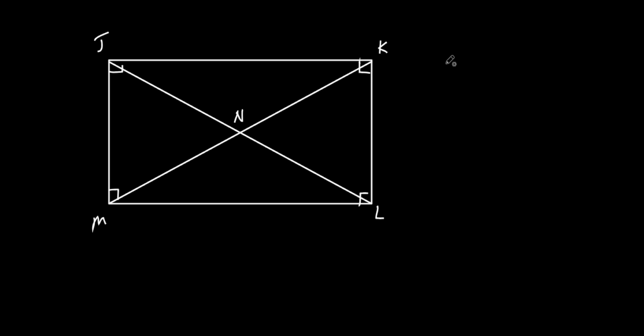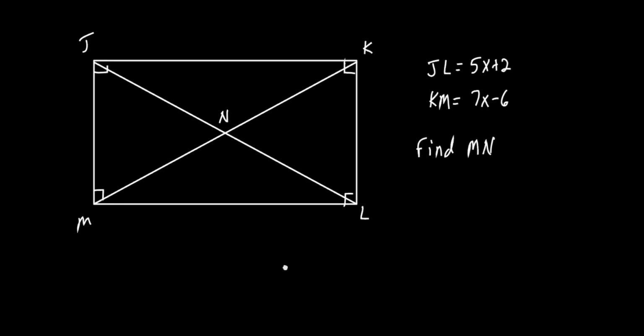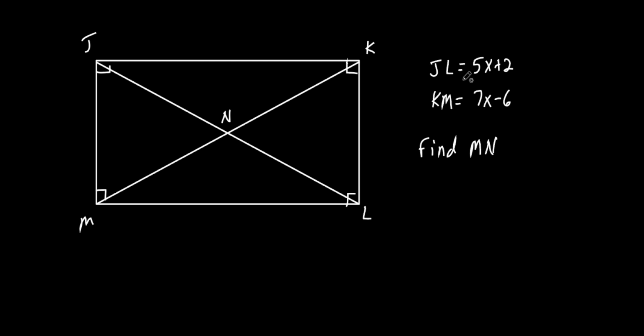So here's what it says. They tell you that JL is equal to 5x plus 2. They also tell you KM is 7x minus 6. And they want you to find MN. Okay? So how would you approach this? They tell you this stuff, don't they? They tell you that JL is 5x plus 2.